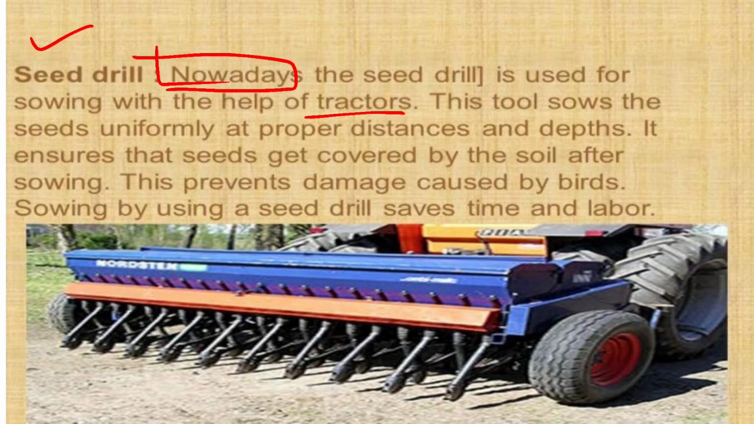It is ensured that seeds get covered by the soil after sowing, so that they cannot be eaten by the birds. Otherwise the birds will come and eat all the seeds that are over the soil. That's why the seeds are put uniformly at a good depth in the soil. This prevents damage caused by birds.